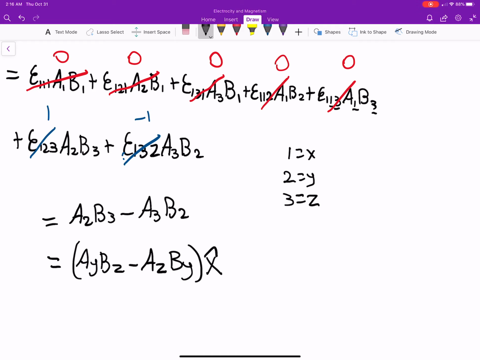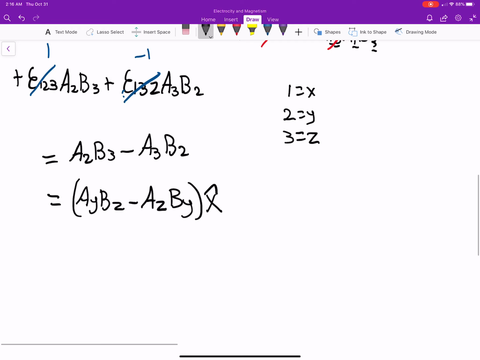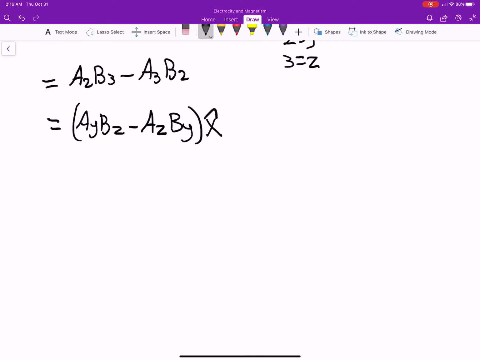So again, we went really, really slow, and that's okay. But practically, it doesn't make sense to write it out like that because that takes a lot of time. So let's do this. Let's do the next one a little quicker. A cross B, 2. So this tells us we're looking for the Y component.